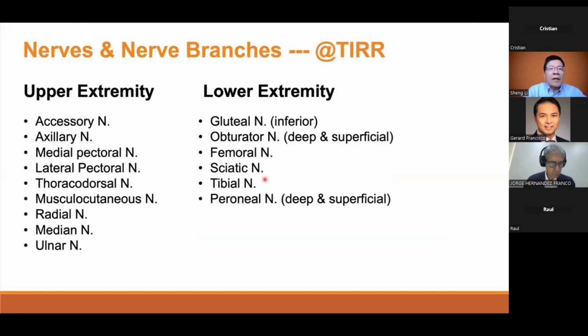At the tier where I practice, this is a list of the nerves and nerve branches we can block, we use phenol for. As you can see from the list, we block pretty much all peripheral nerves from head to toe.